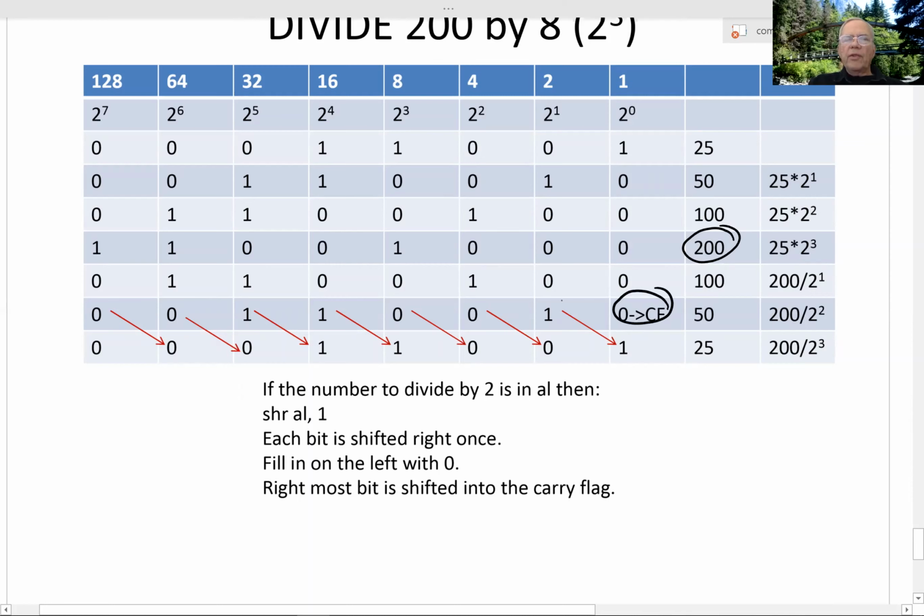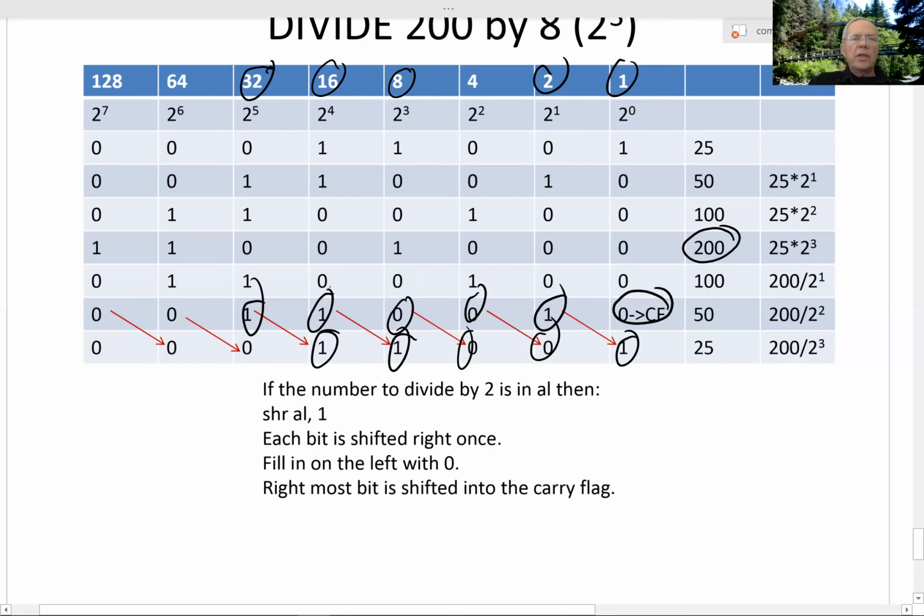The rightmost bit goes in the carry flag. This 1, which is a 2, becomes a 1 with a right shift. These zeros get shifted to the right. This 1, which was a 16, becomes an 8 with a right shift. This 1, which was a 32, becomes a 16 with a right shift. And these zeros get shifted to the right, and we fill on the left with zeros. So now we're finally finished. And we're back to our original 25.